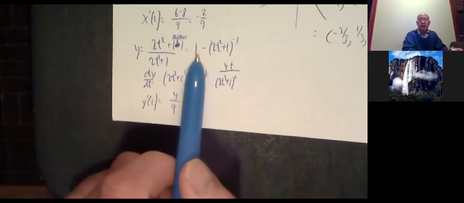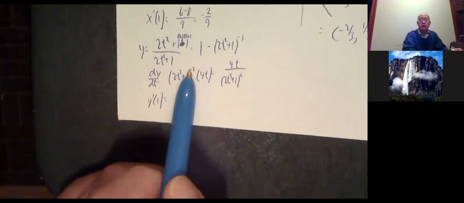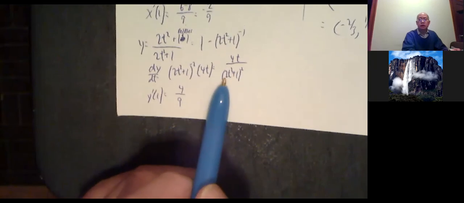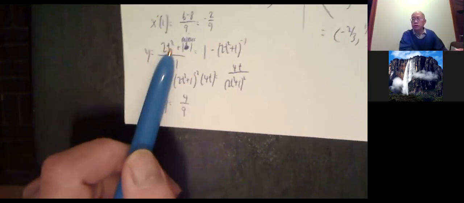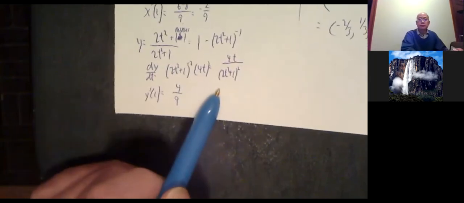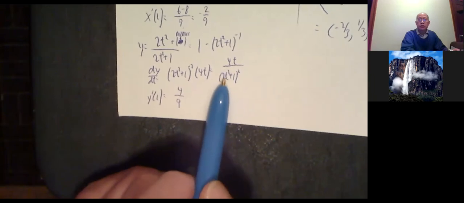So dy/dt, derivative of 1 is 0, so it's gone. Negative 1 times negative 1 is positive 1, (2t squared plus 1) to the negative 2 times 4t by the chain rule. So 4t divided by (2t squared plus 1) squared. So we're reviewing a lot of stuff: product rule, quotient rule, chain rule, all that good stuff. And now I plug in 1: 4/9. Plug in 1 there, 4. Plug in 1, 2 times 1 plus 1 is 3. 3 squared is 9, 4/9.